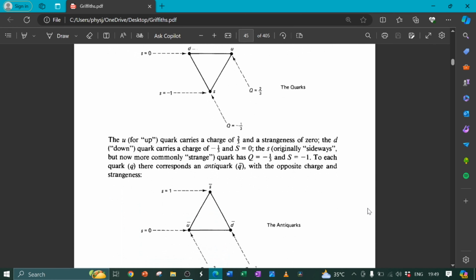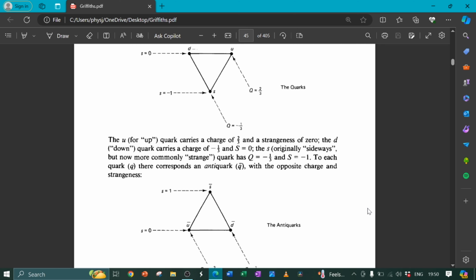The U, for up quark, carries a charge of 2/3 and a strangeness of 0. The D, down quark, carries a charge of -1/3 and S equals 0. The S, originally sideways but now more commonly strange quark, has Q equal -1/3 and S equal -1.